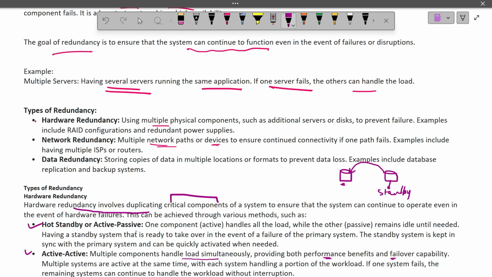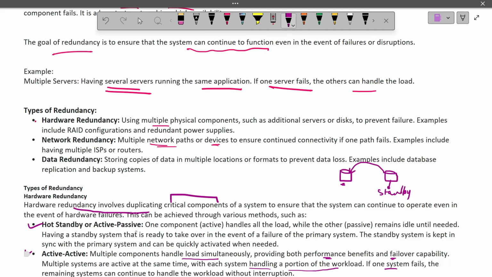And because there are a lot of different servers, you have distributed the load and thus the performance is also enhanced. Multiple systems are active at the same time, and each system is handling a portion of the workload, which is why the performance is improving. And on the other hand, if one system fails, the remaining systems can continue to handle the load without any interruption. Simple. So these are the two things.